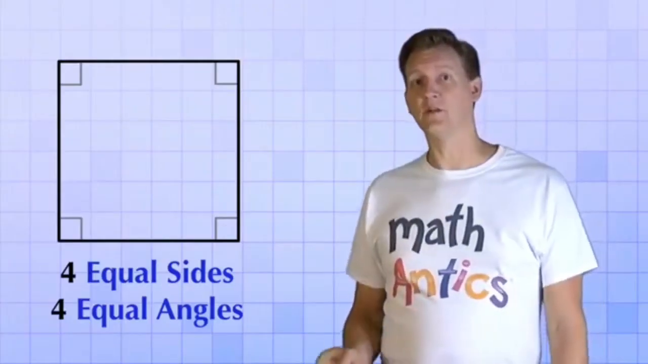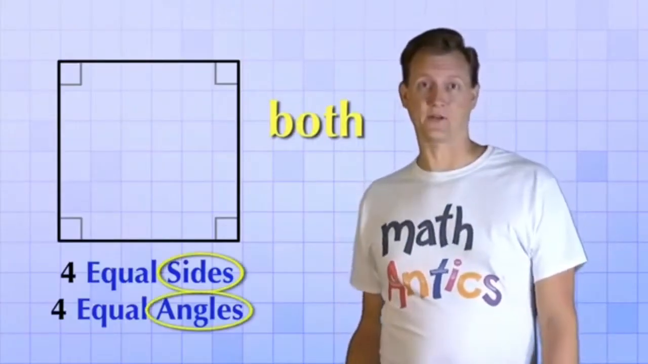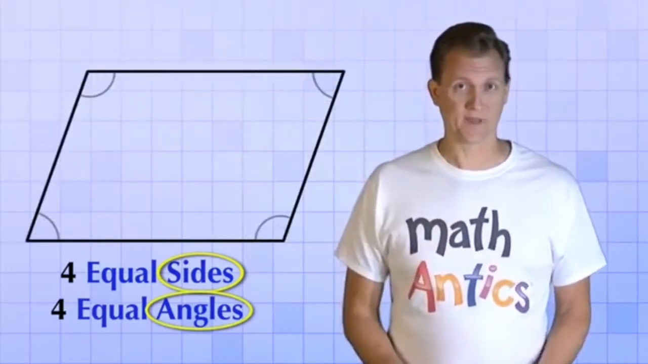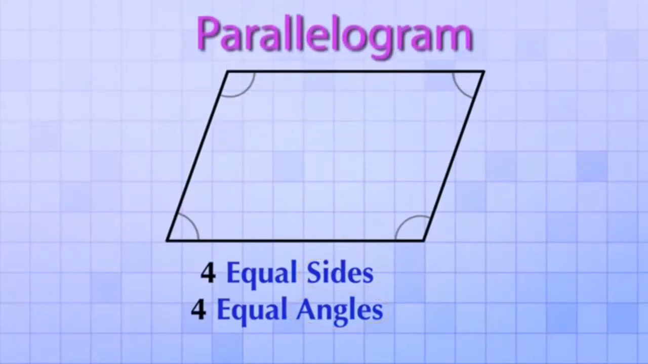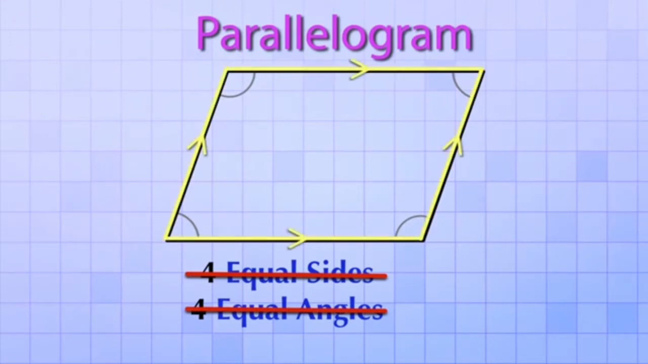What if we try changing both the sides and the angles? Here's what we end up with, and we call it a parallelogram. It's called a parallelogram because even though its sides are not all equal and its angles are not all equal, it's still made from two pairs of parallel sides. Get it? Parallelogram.